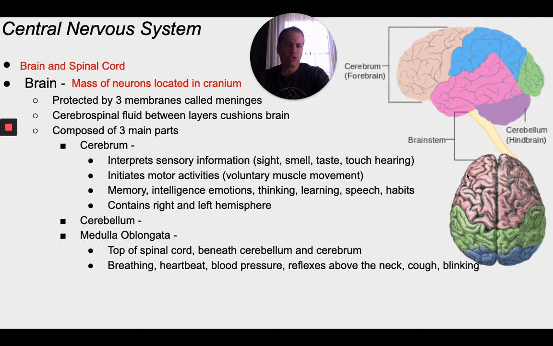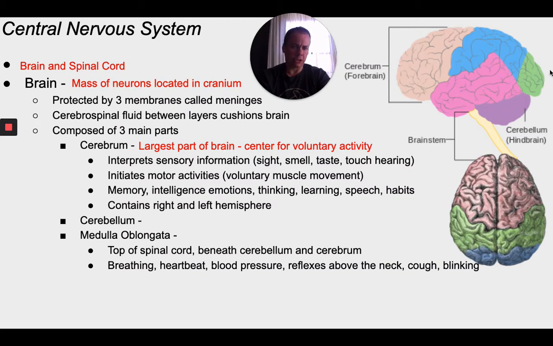So the brain is split into three main parts. This portion up here, the largest portion of the brain, is the cerebrum. Different parts of the brain are responsible for different life functions. The cerebrum is the center of voluntary activity. It's the center for taking in information from the senses, coordinating motor function, the movement of our muscles, memory, emotions, thinking, learning, and speech. All of that is controlled by the cerebrum.